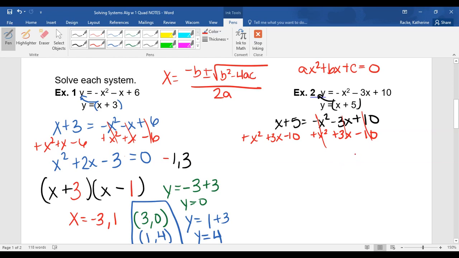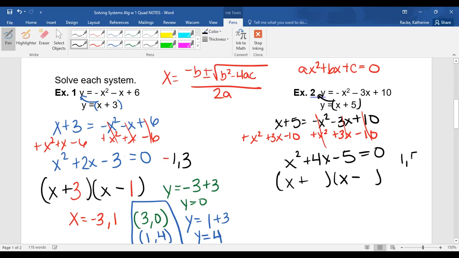These cancel out. It equals 0. I get x squared. 3x plus x gives me 4x, and 5 minus 10 gives me a negative 5. So again, my signs have to be plus minus. The numbers that multiply to give me 5 are 1 and 5. If my bigger number has to be positive and my smaller number is negative, 5 minus 1 gives me a positive 4. So I'm plugging those in here. So my x equals negative 5 and positive 1.